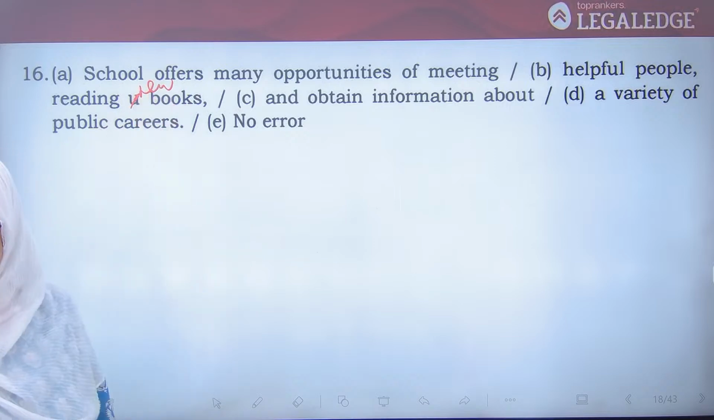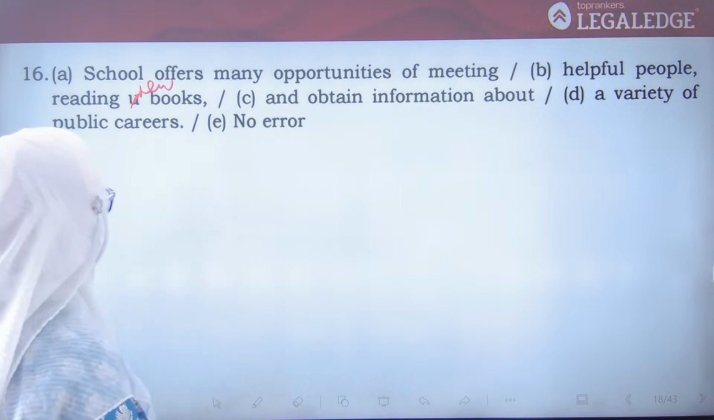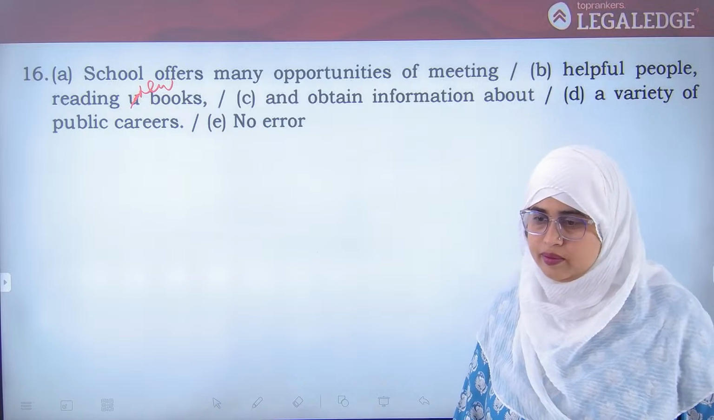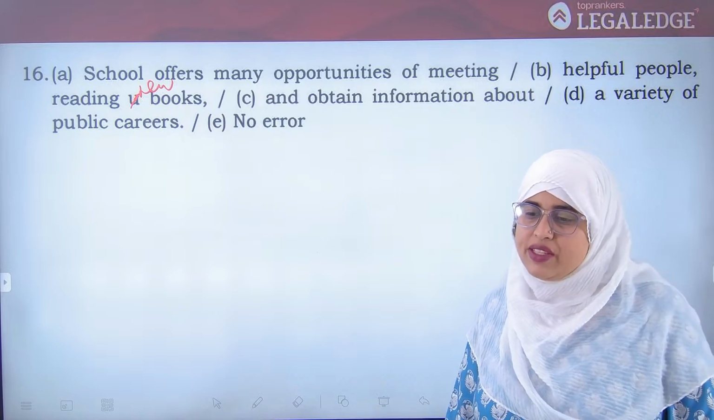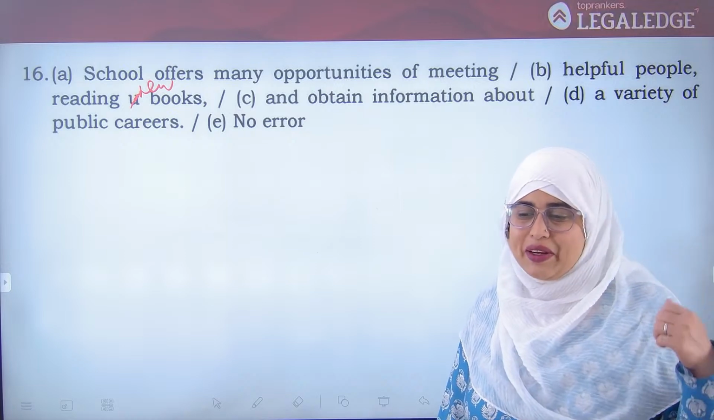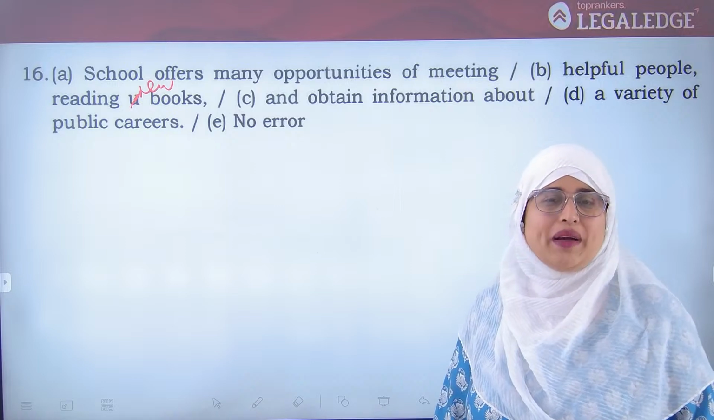Okay. Now try to identify the error in the given sentence. Please write down the question number as well, students. You're simply writing A, B, C, D. I don't understand which question are you talking about.